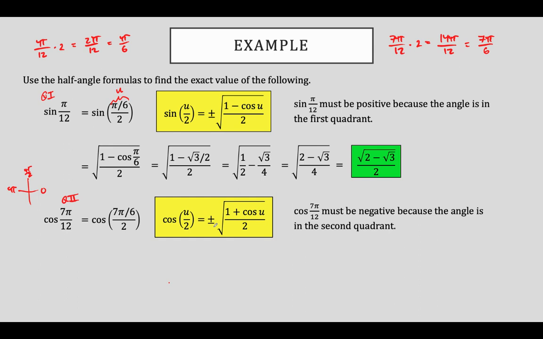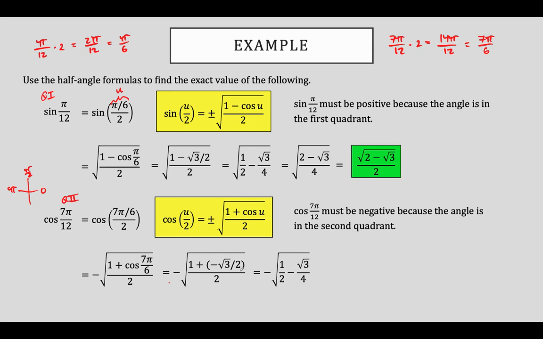Negative square root of (1 plus the cosine of 7 pi over 6) divided by 2. And the good news is we know the cosine of 7 pi over 6. Go to the unit circle, find the cosine of 7 pi over 6. It's negative root 3 over 2. So we end up with negative square root of 1, adding a negative, that just turns into subtraction. We can use the distributive property of division to divide each one of these quantities in the numerator by 2. That gives me 1/2 minus root 3 over 4.